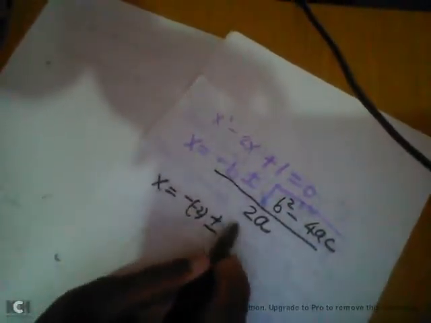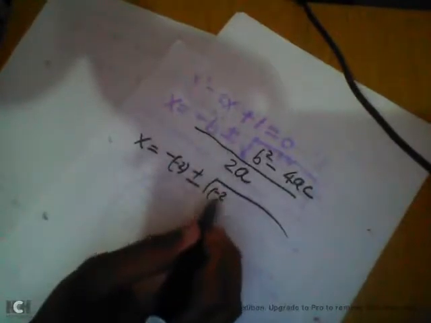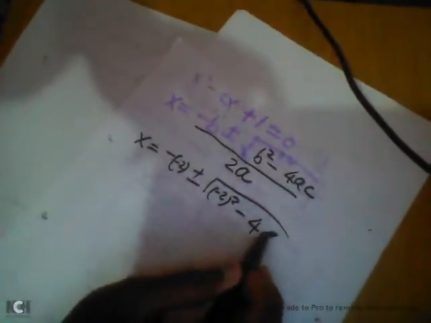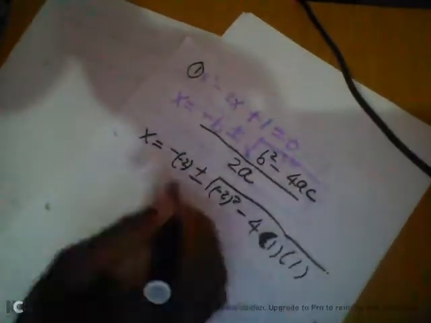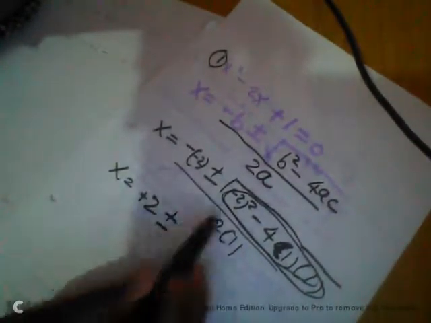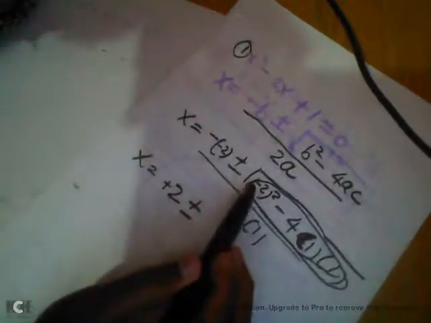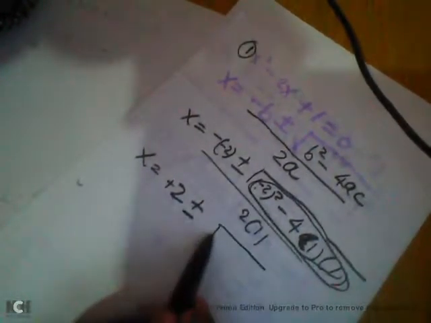So we say x equals negative b, b is negative 2, so positive 2, plus or minus the square root of negative 2 squared minus 4 times a, where a is equal to 1 and c is equal to 1. And 2 times a, which is 2. So we only focus right here. When you put it in the calculator, negative 2 squared is 4. Let me go slowly.